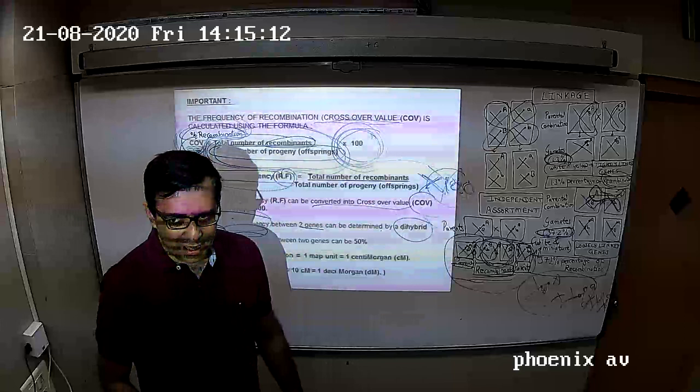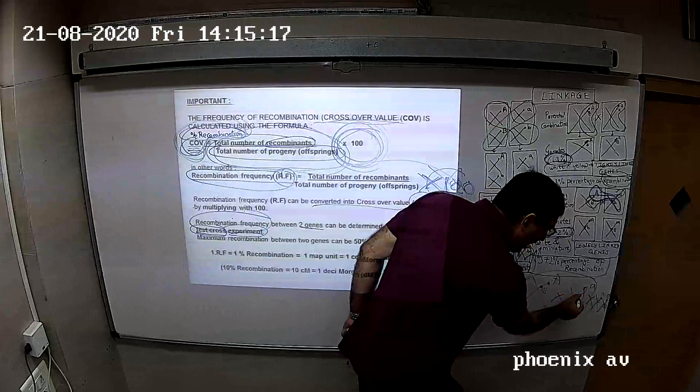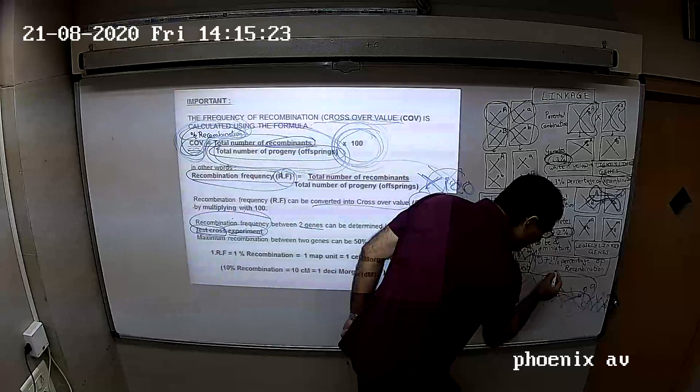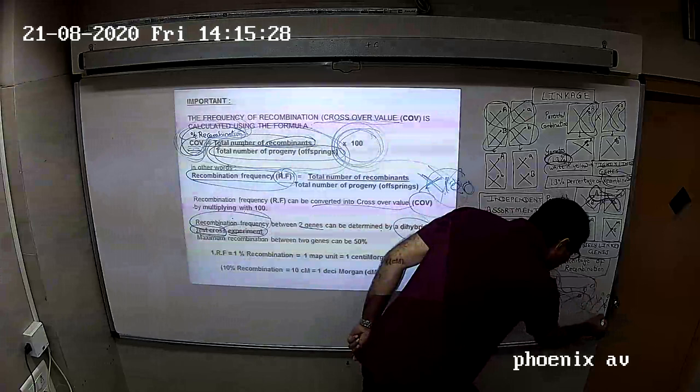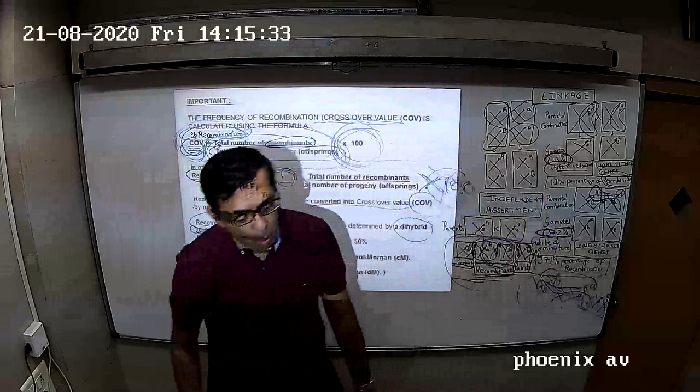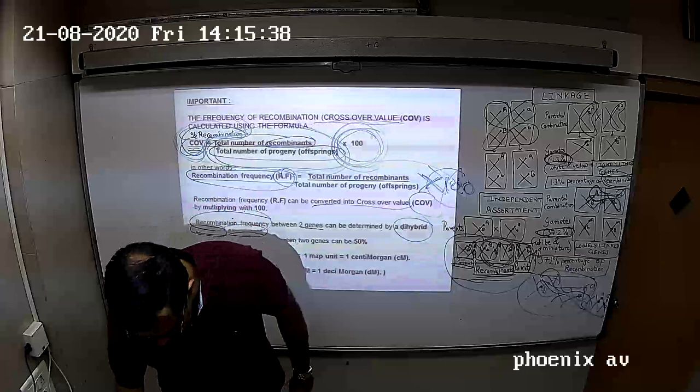So in case of capital A, capital B, small a, small b, how will you know what the chances of recombination between them are? You will do a test cross with small a, small b and small a, small b. I hope you all have understood this. And now let us take a few examples.